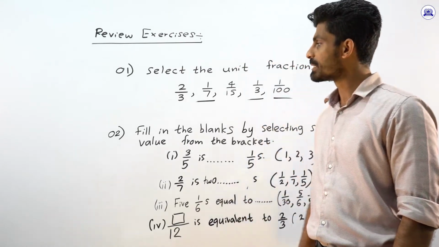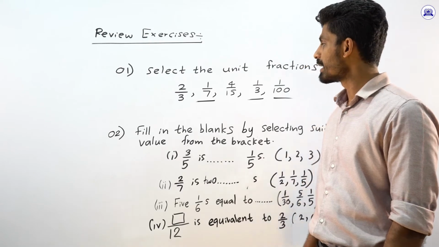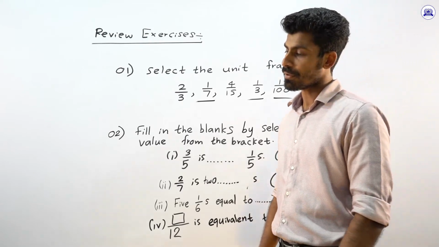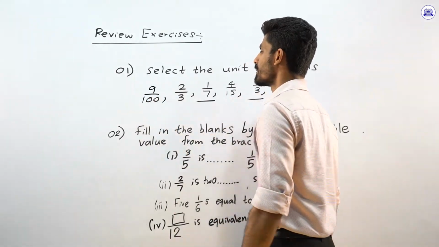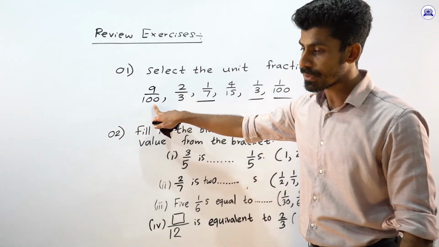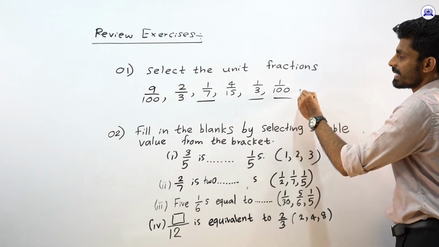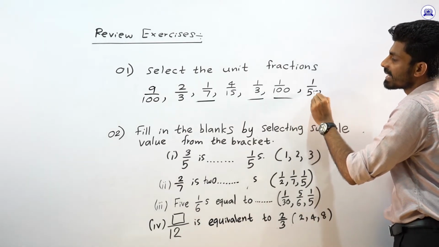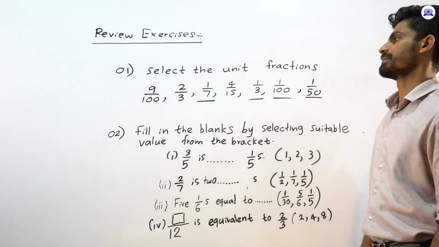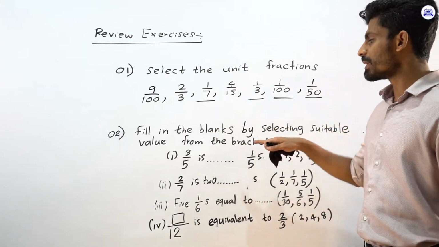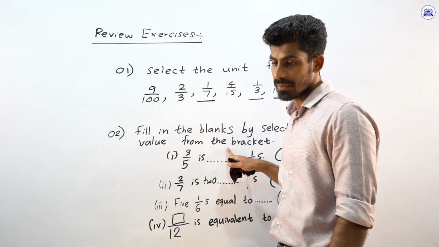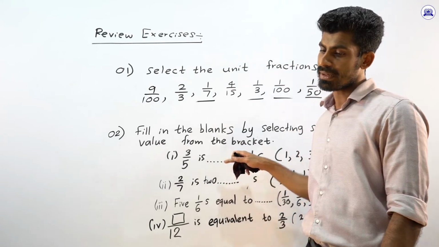So let's take 3 over 2, 1 over 7, 11 over 15, 1 over 3. Let's take 9 over 100 also. Is this a unit fraction? No, this is not a unit fraction. Let's take 1 over 50. This one is a unit fraction. Fill in the blanks by selecting a suitable value from the bracket.